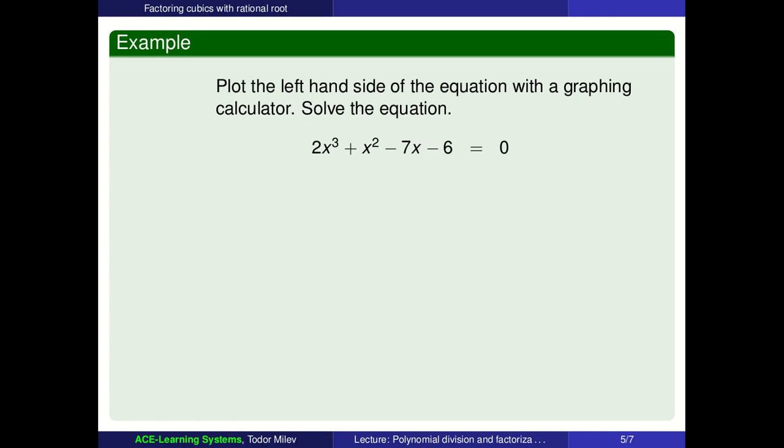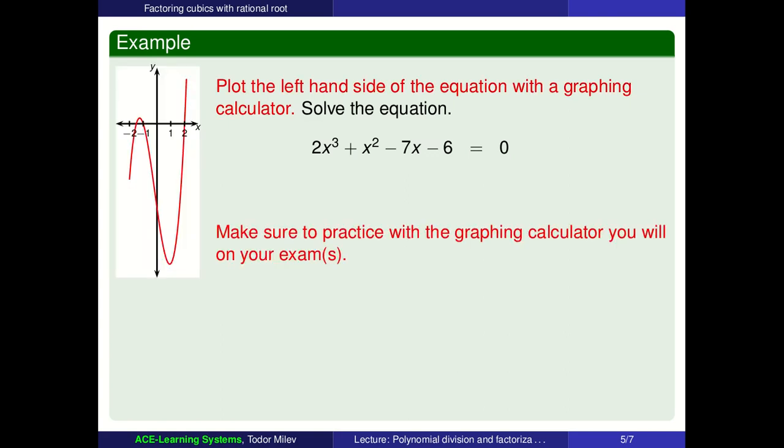So let us use our graphing device to plot 2x cubed plus x squared minus 7x minus 6. Now, please try to plot that on your graphing device right now. Please use the same graphing device you plan on taking with you to your exams. The resulting plot should look something like this. Alright, next.